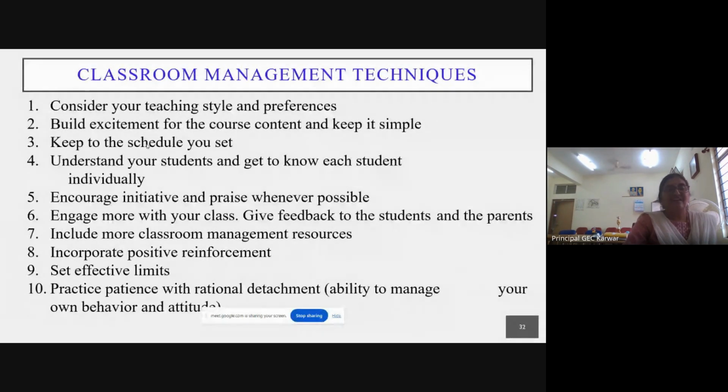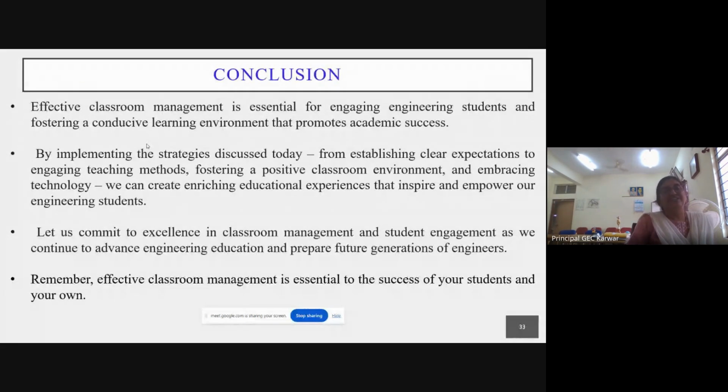So all these things I have already discussed. Finally, the conclusion. Effective classroom management is essential for engaging engineering students and fostering a conducive learning environment that promotes academic success. By implementing the strategies discussed, from establishing clear expectations to engaging teaching methods, fostering a positive classroom environment and embracing technology, we can create enriching experiences that inspire and empower our engineering students.